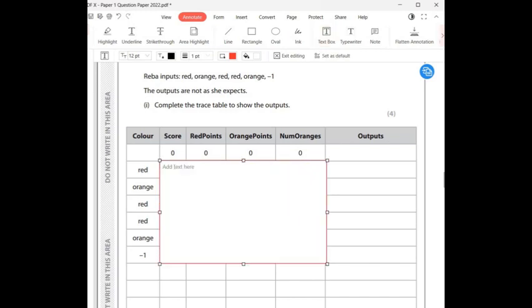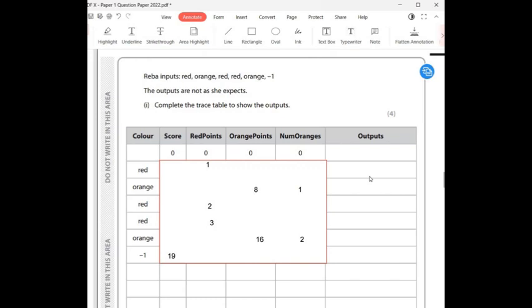So all of that's 0. So red pointer is going to be a 1. Orange is going to be an 8, meaning the num oranges is going to be a 1. Back into red, let's say it's a 2. And then another red being a 1, 2, and then a 3. Another orange, that's going to go up to 16. And then a num oranges is going to be a 2. -1, the score will output the score being a 19.